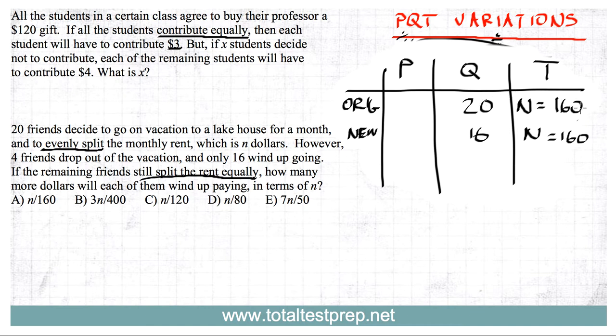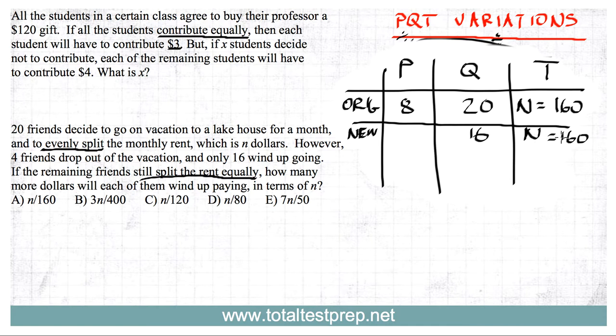In other words, if the rent were 160, 20 people could split that evenly and 16 people could split that evenly. So I'm picking an easy number, even though it's not a realistic one. So you don't have to pick realistic numbers. So 160 divided by 20 is 8, which means that in the original situation, when there were 20 people and the rent was 160, everybody would have paid $8 per person for the rent.